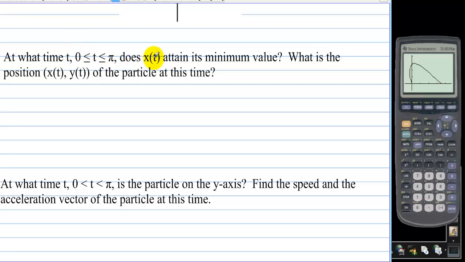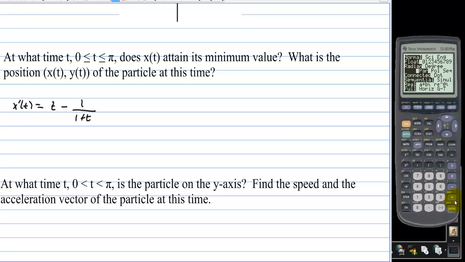At what time t does x of t attain its minimum value? What is the position x of t, y of t of the particle at this time? So we want to know a minimum value of x. So x prime of t is equal to t minus 1 over 1 plus t. So we want to know when this is equal to 0. That's where mins and maxes happen.